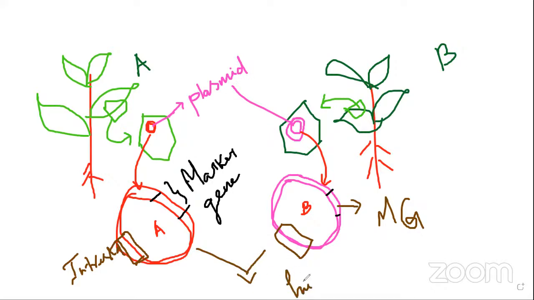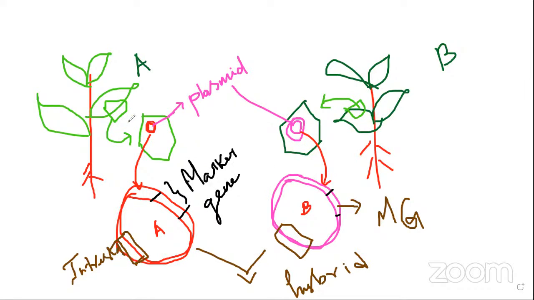That condition is called hybridization. Hybrid is a combination of two different plasmids. That is called hybridization. Okay. So here I have given different colors. This is the red color. This is the violet color, otherwise called pink color, purple color, whatever it may be.